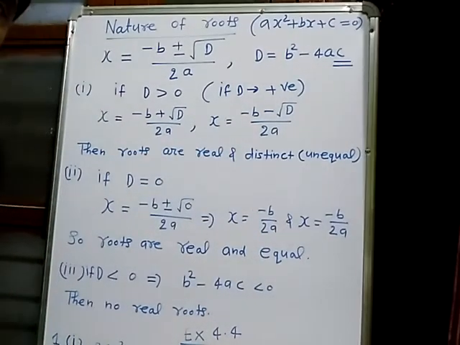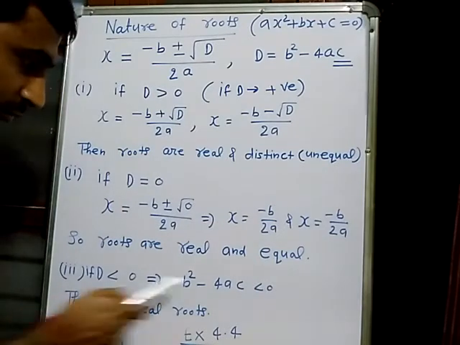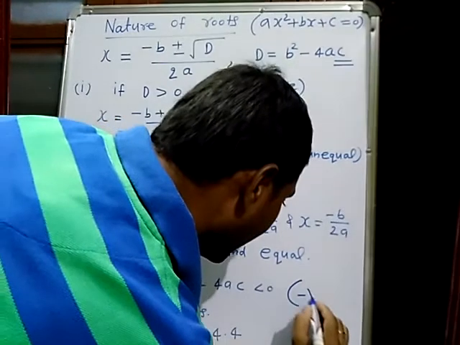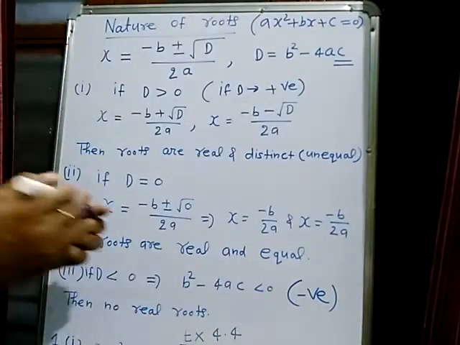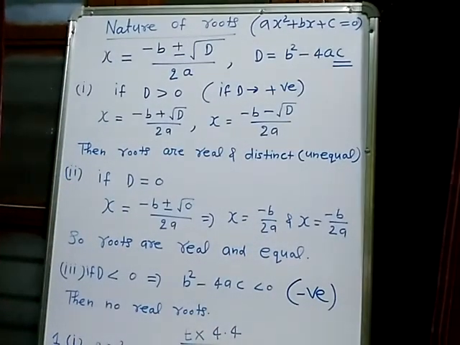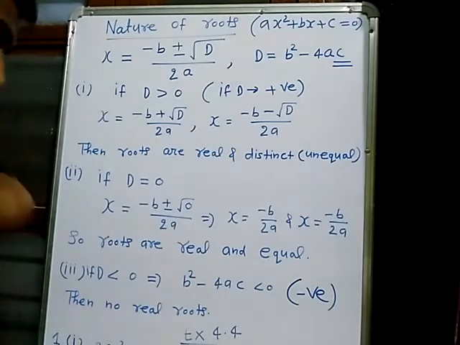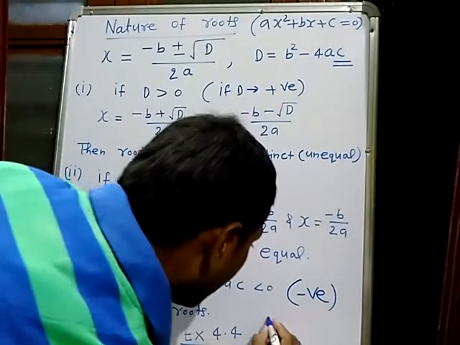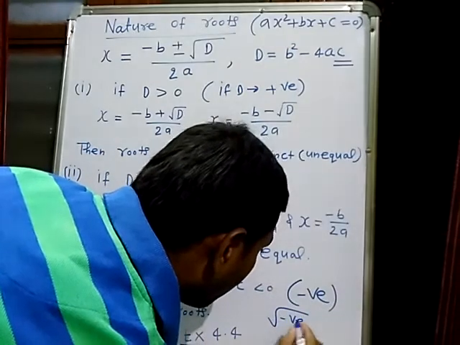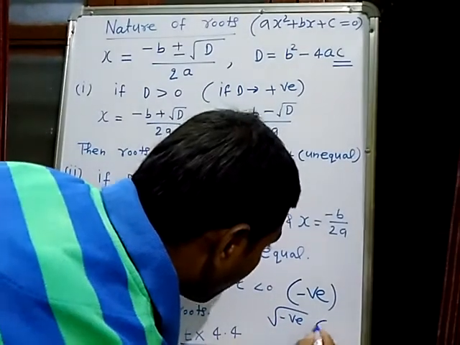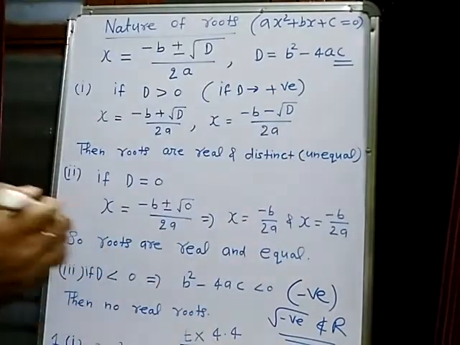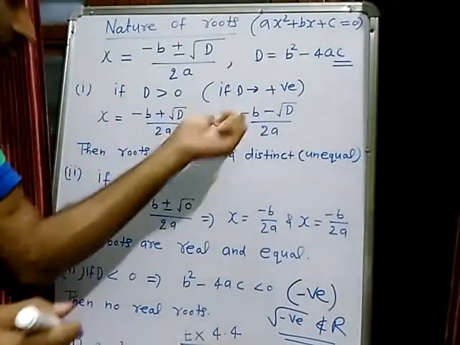Third one, if D is less than 0, means b² - 4ac is less than 0, you can say the discriminant is a negative value, like -5, -10, whatever, negative, less than 0. Then, because the square root of a negative number is non-real, ये नॉन रियल होता है, ये रियल नंबर नहीं होता है. So therefore our roots are also not real.